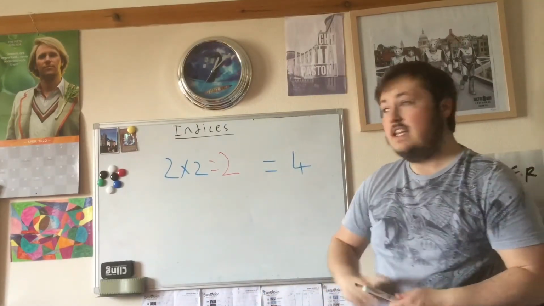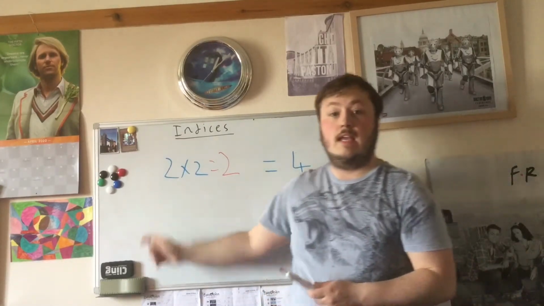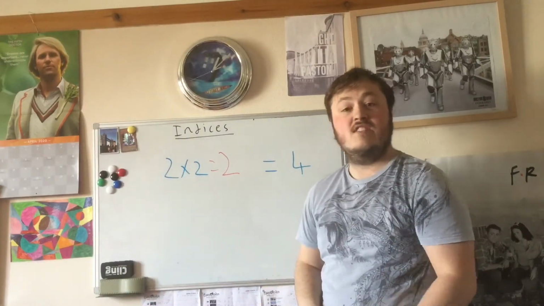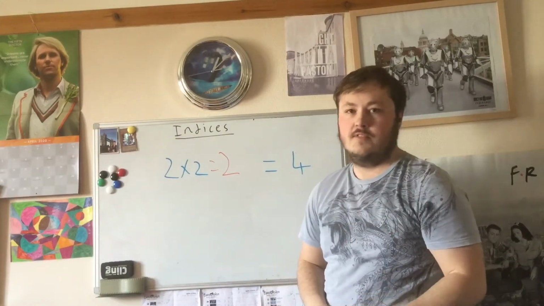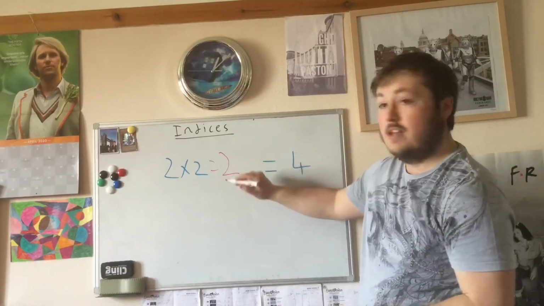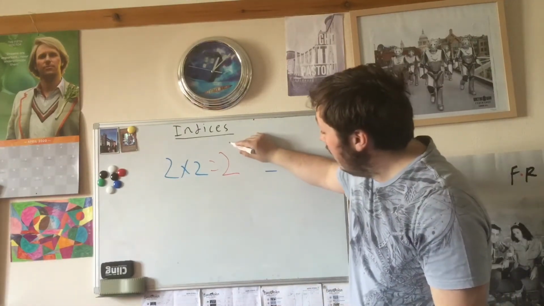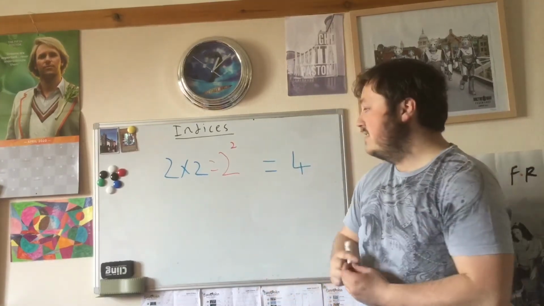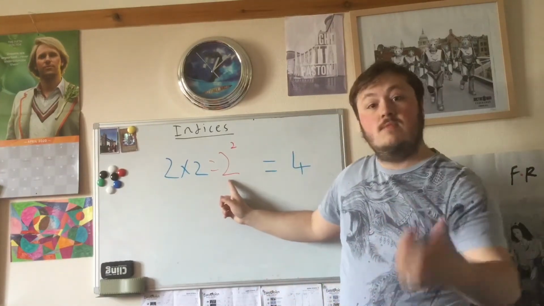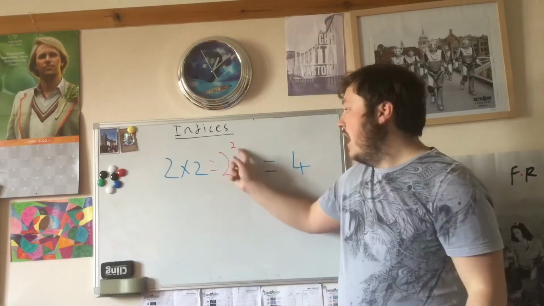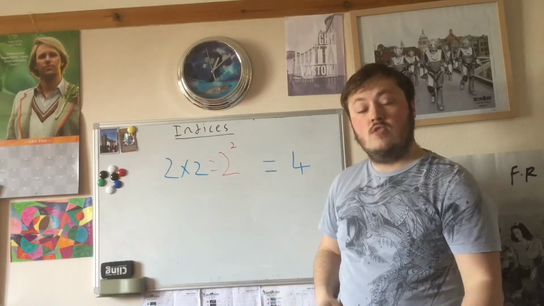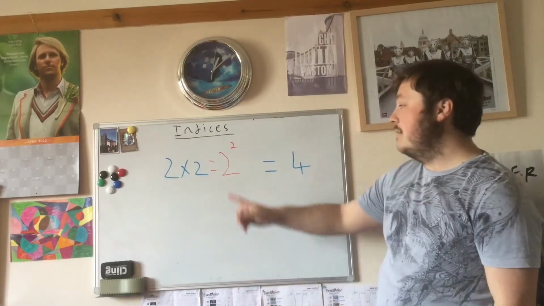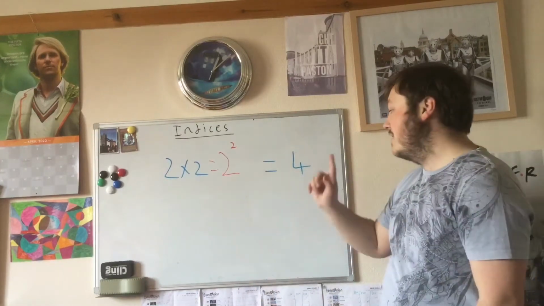Now, how many 2's are we timesing in this problem? Well, there's a 2 here and a 2 here. So there are 2 2's. Because of that, we have to write a little 2 on top. This is telling us what number we're timesing by itself, and how many 2's we are using. So that is the same as that, which will get us that.